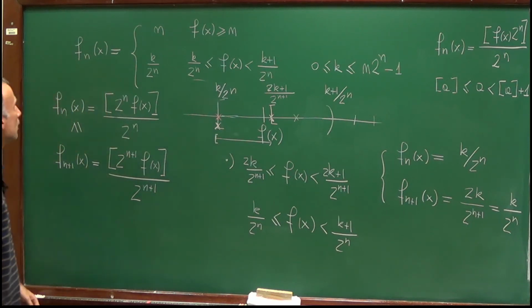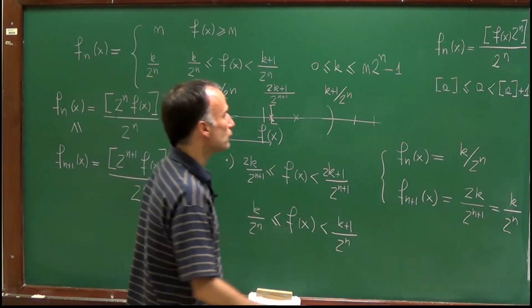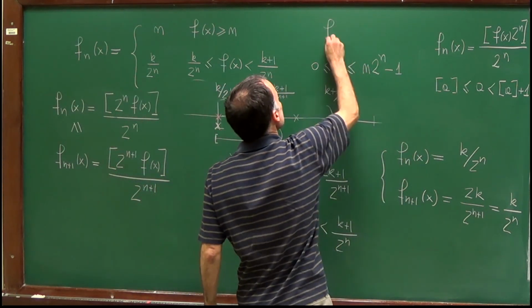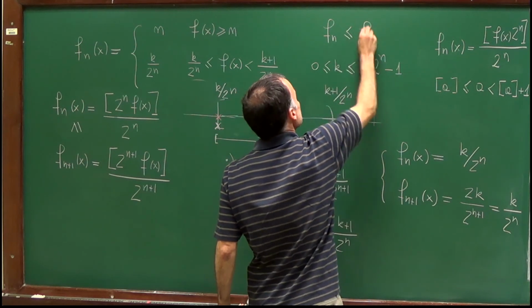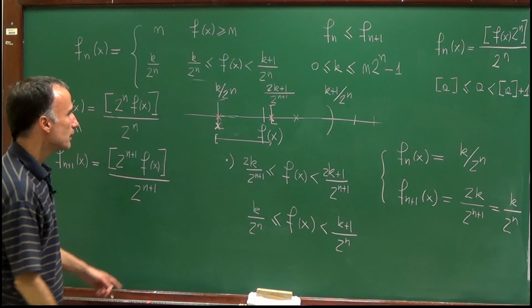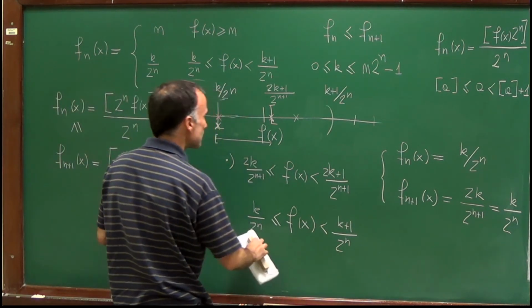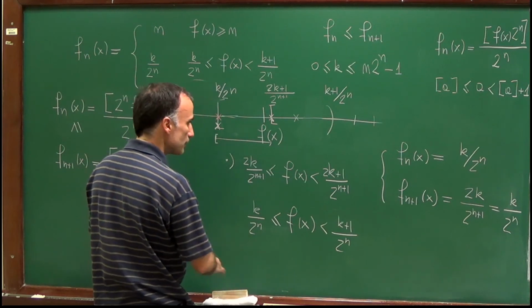And therefore, the inequality which we are trying to prove holds, it's satisfied, right? So remember that we are now proving that fn is less than or equal to fn plus 1. Right? So we just proved that if f of x belongs to this first interval. So now let's assume that f of x belongs to the second interval.